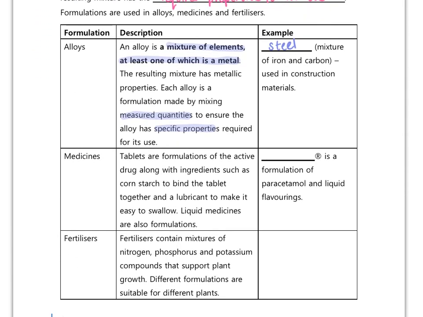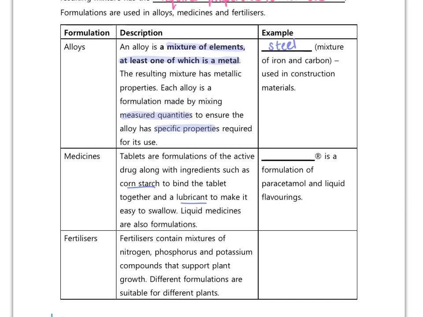Formulations are also used in medicines. So for example, the likes of paracetamol, it can be sold to you in the form of a capsule or a tablet, or even like a round tablet that is a little bit easier to swallow. Or you can even get medicines in liquid forms, and those are also formulations. So the likes of Calpol is a liquid form of paracetamol that is quite often given to children because it's easier to swallow. So that mixture of your active ingredient, of your drug, along with cornstarch to bind the tablet together, and even a lubricant to make it easier to swallow.